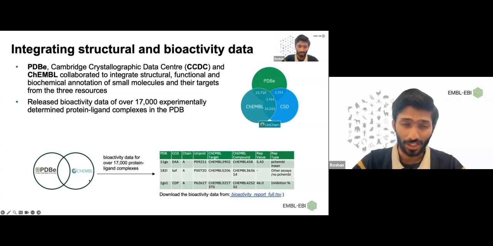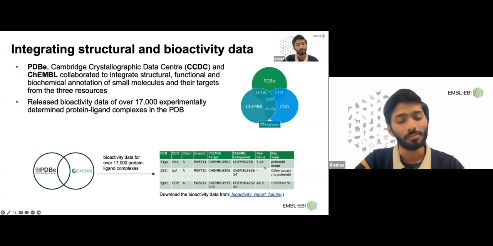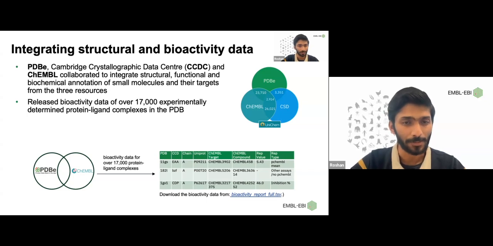This comes from the intersection of PDBe and EMBL. The data table looks somewhat like this: for each PDB entry, which ligand it is binding, which chain ID it belongs to, what the protein UniProt ID is, what the target in EMBL is, and what the bioactivity value is. This is just a snapshot of the bioactivity data. You can know more about this bioactivity by clicking on the bio report. You could download this file and analyze what data is present in it.